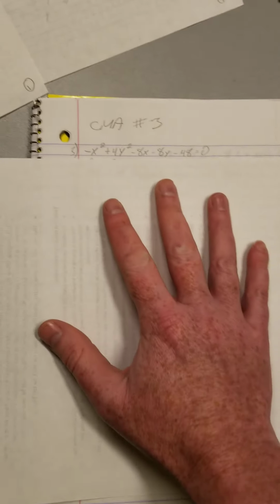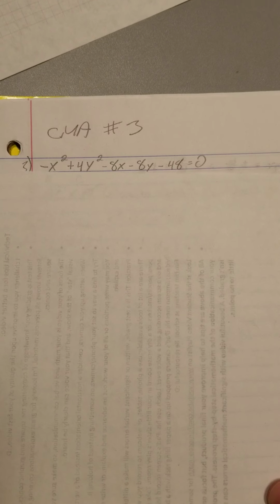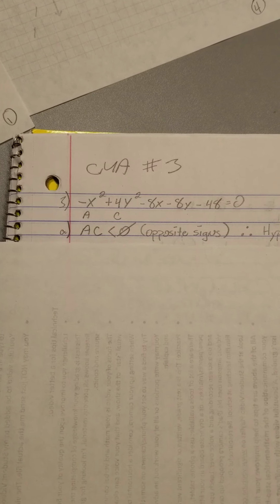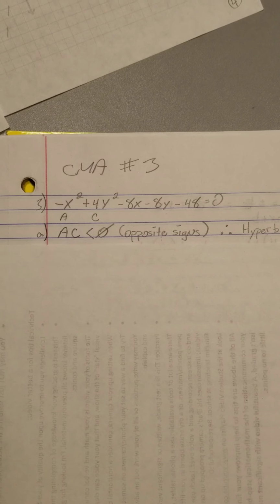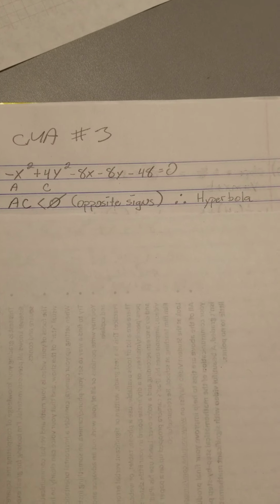We can see right here we have negative x squared plus 4y squared minus 8x minus 8y minus 48 equals 0. So the first step is to figure out what kind of conic section we're dealing with. If we break it down to x squared and y squared having coefficients a and c, we know that the product of a and c is going to be less than 0 because they have opposite signs. Therefore, we're dealing with a hyperbola.